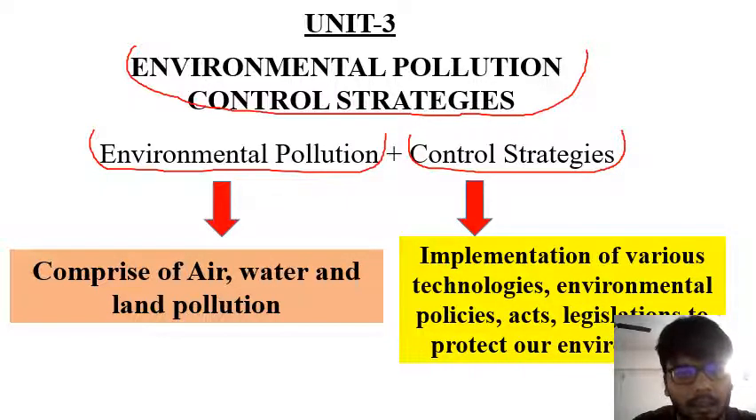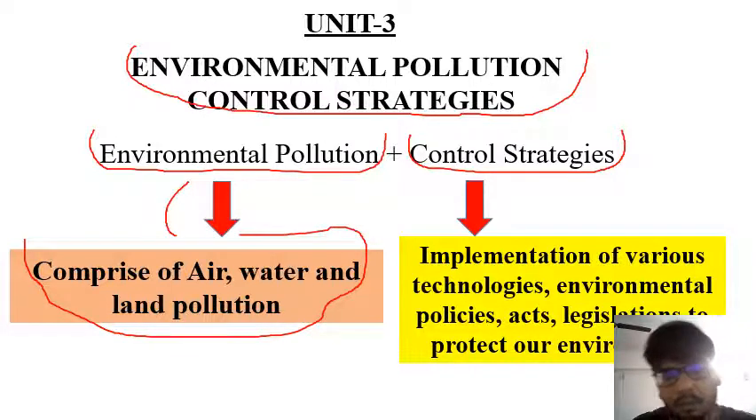Now I think till unit number 2 you have gone through the different aspects of environmental pollution, right? So the different aspects of environmental pollution comprise what? It comprises air, water, land pollution, marine pollution, solid waste pollution, right? And also the radioactive pollution. Now, the new thing that you will come across in this unit is control strategies. Okay. So what is control strategy?